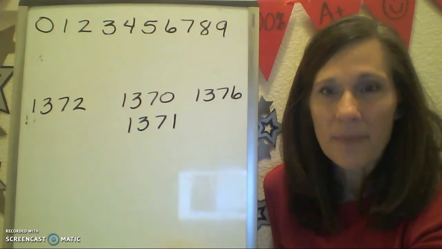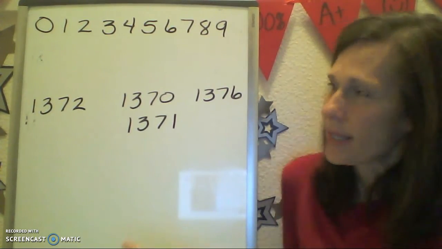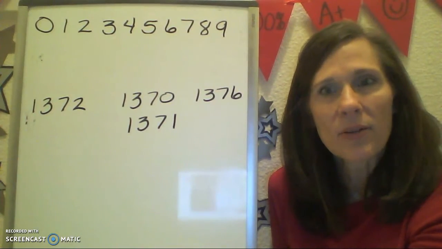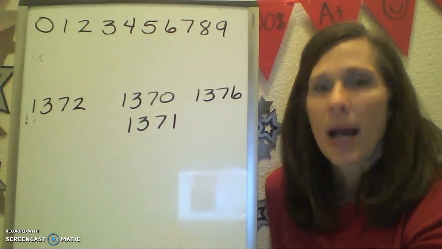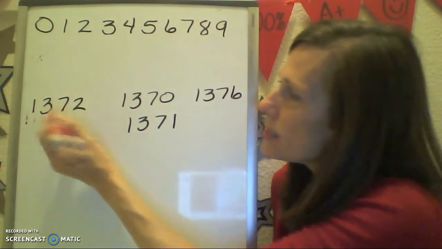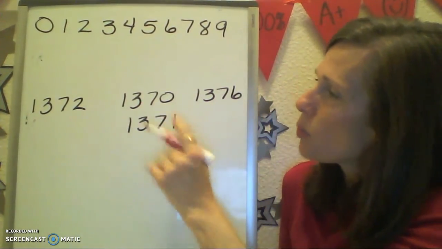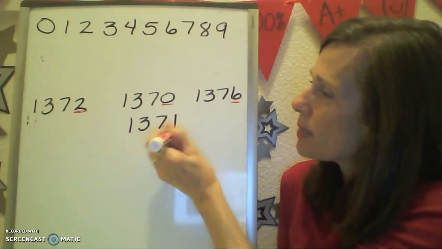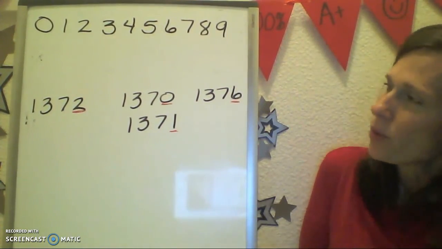Nope, that doesn't help me. I look in my tens place, 7, 7, 7, 7. They're all the same, so I keep going. I go to my ones place, 2, 0, 6, 1. All right, so those are the numbers that I'm going to use to put them in the right order.